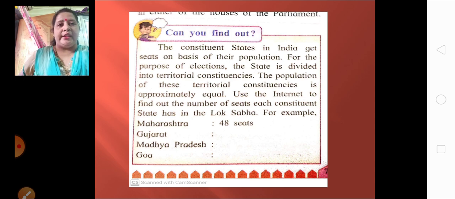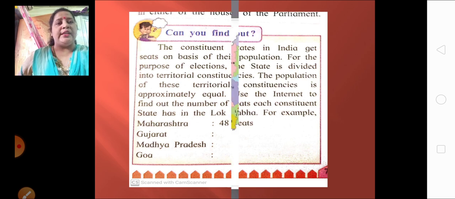Use the internet. Now here you are going to do this work. You are going to use the internet and find out the number of seats each constituent state has in the Lok Sabha. Here one example is given to you, that is Maharashtra. Maharashtra has 48 seats. You all are going to find out how many seats Gujarat, Madhya Pradesh and Goa have.